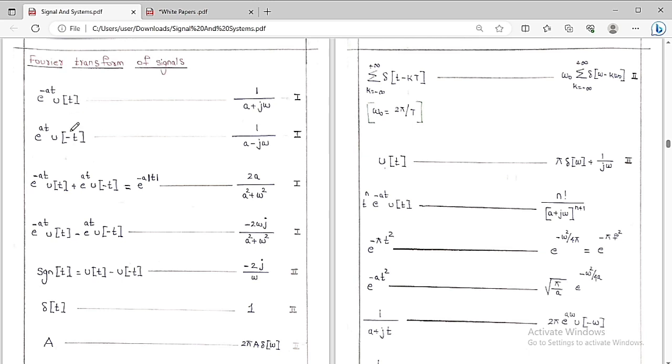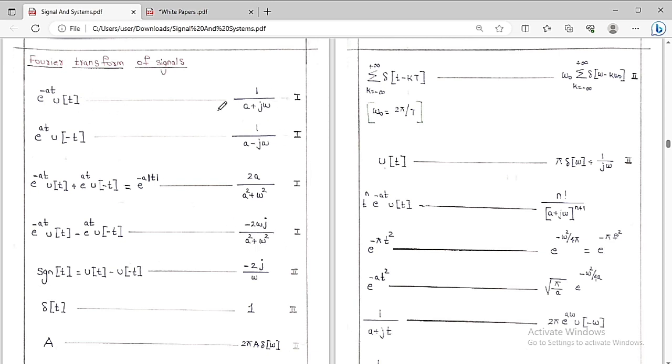If you do the summation of the two previous Fourier transforms, then we are going to get this one. And if you do the subtraction of these two signals, e to the power of minus at u of t minus e to the power of at u of minus t, then also do the subtraction of these two Fourier transforms, then we are going to get finally minus 2 j omega by a square plus omega square, just the subtraction of these two things.